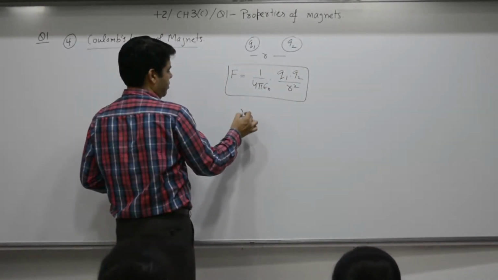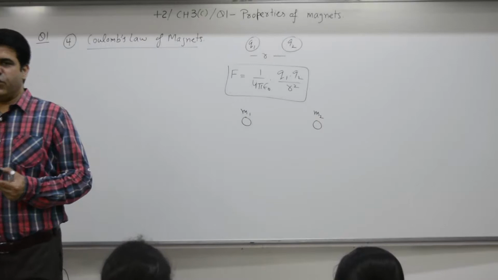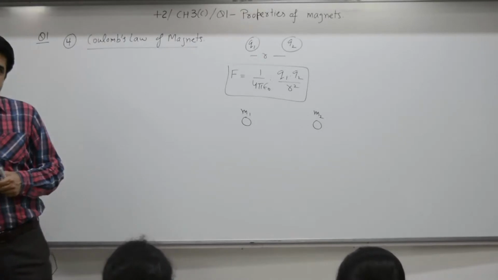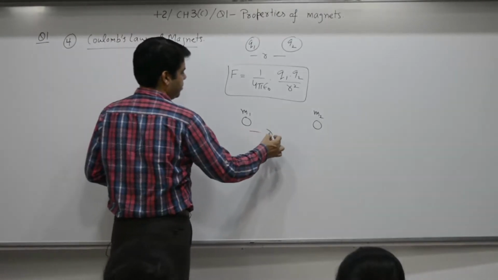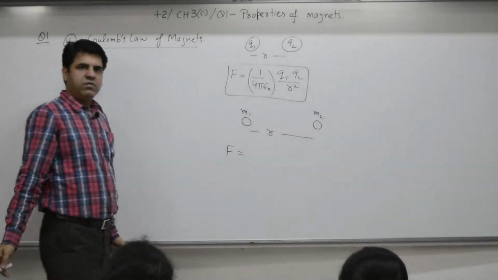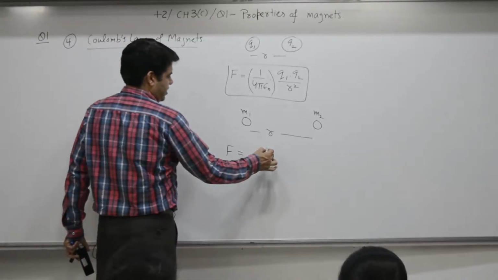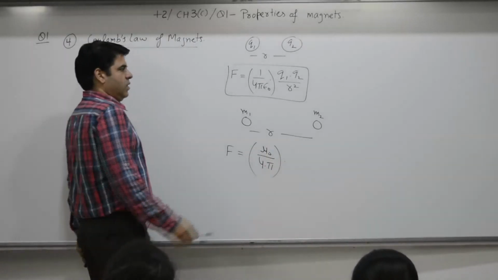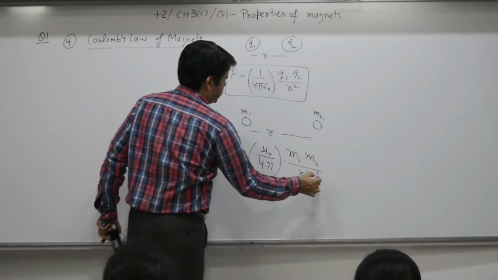Now, no doubt there are no independent poles. In magnets, whenever you have a north, you have a south. You don't have independent poles. So if the magnetic strength of one face is M1, the second is M2, and the distance is R, the force is equal to, we have covered 1 by 4 pi epsilon naught in electric, what is it equivalent to in magnetism? Charge equivalent is M1, Q2 equivalent is M2, by R square.